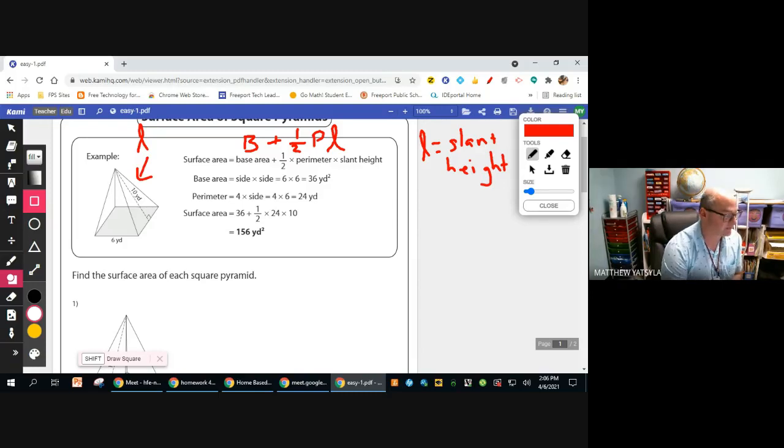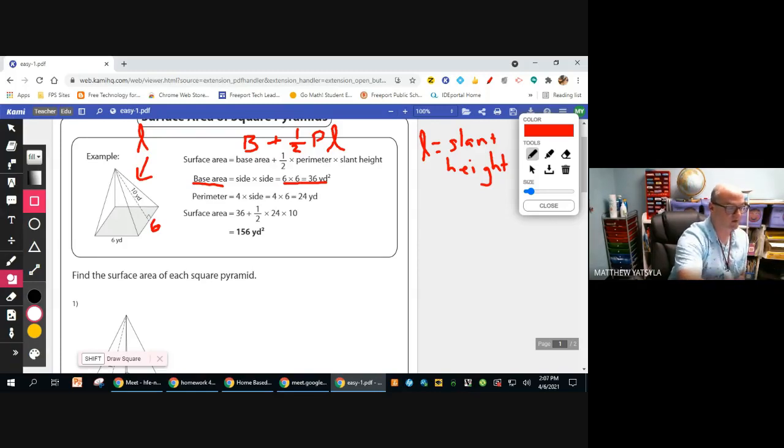We should be fine. So first thing we're going to do is we're going to find our base area. Since this is a square pyramid, this is 6 and this is 6. So 6 times 6 is 36. Then we're going to take our perimeter. 4 times the side, which again was 6, gets us 24. So our perimeter is 24. And then our slant height here is 10.